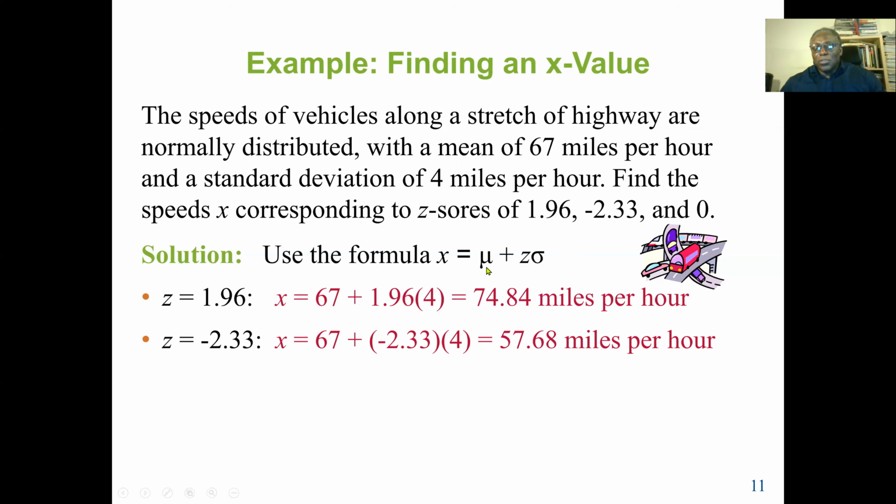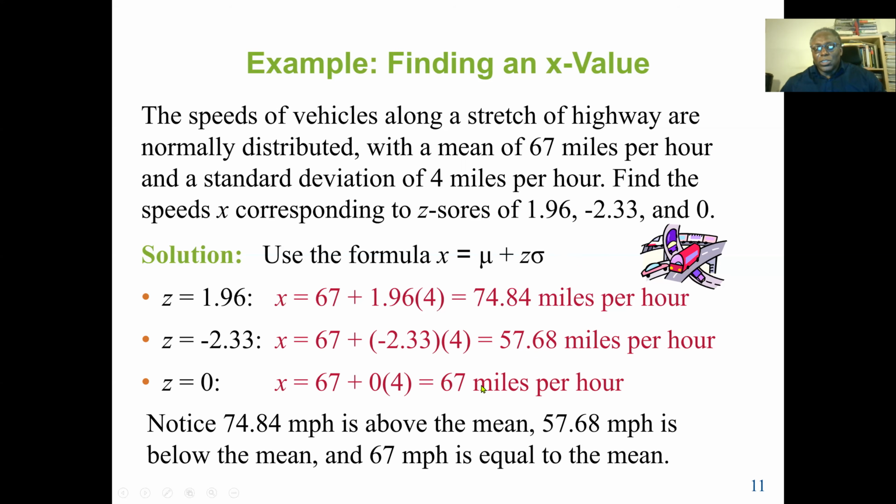The same thing we can find when Z is negative 2.33. The mean is the same value, 67, plus this time the Z is negative 2.33 times the standard deviation, the same value, 4. By doing these calculations, we get 57.68. And the last is when Z is 0. So when Z is 0, our X is the same as the mean.